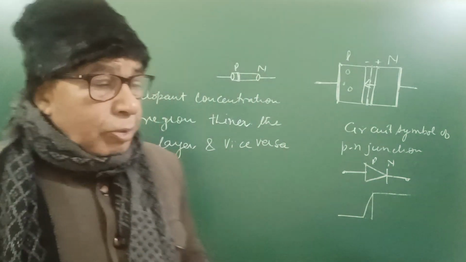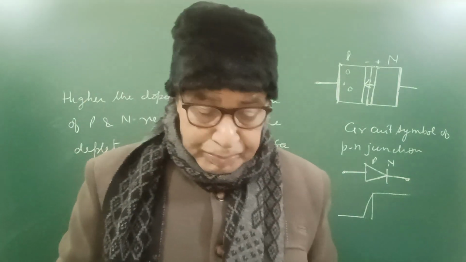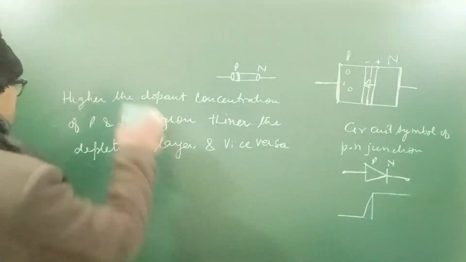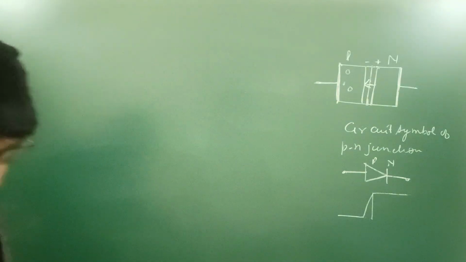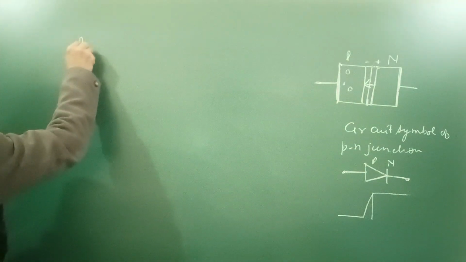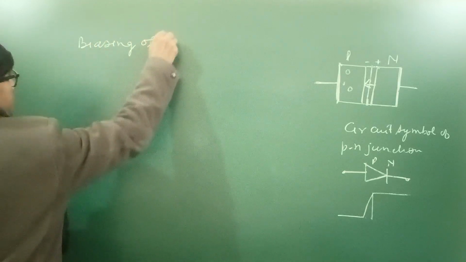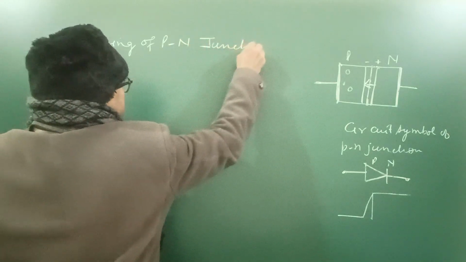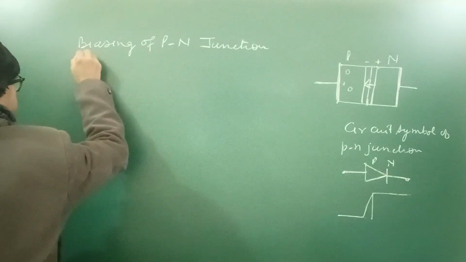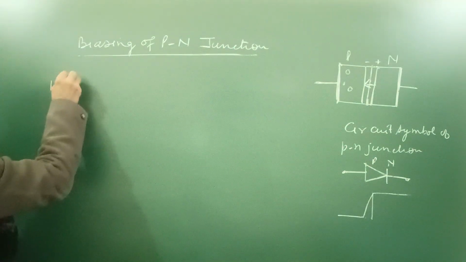Now in the coming video, I will be telling first of all the use of the PN junction diode and biasing of the PN junction. I can explain it here. Yes, biasing. Biasing of PN junction. Forward biasing.